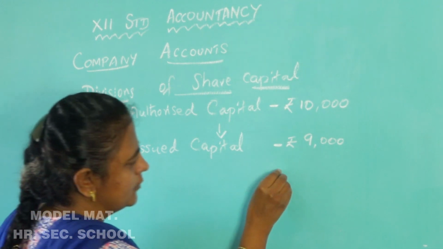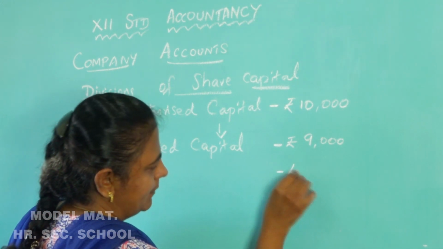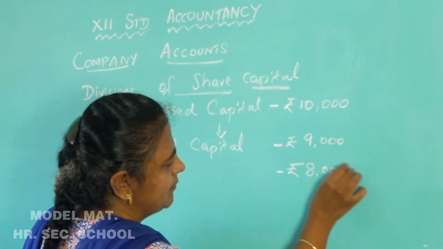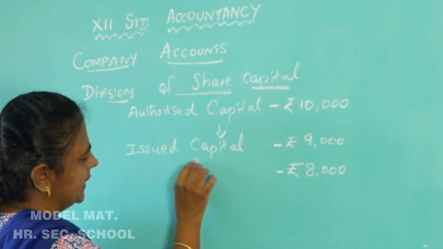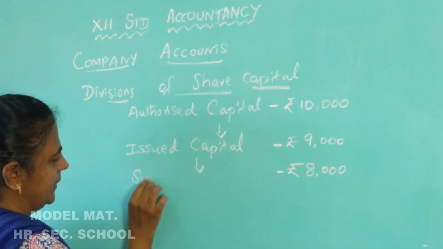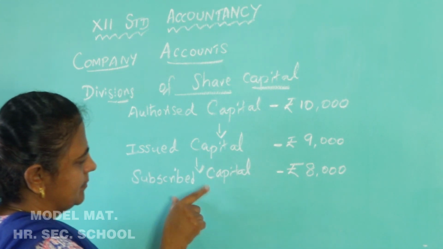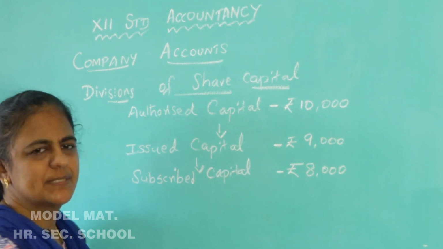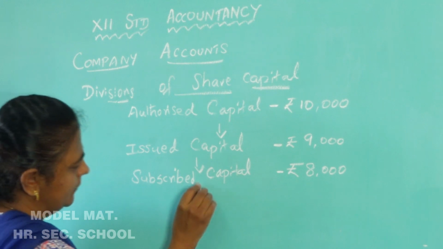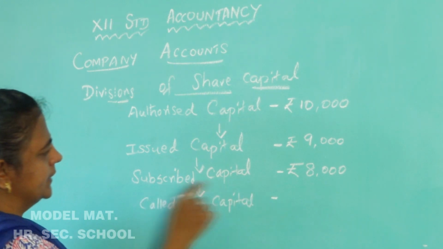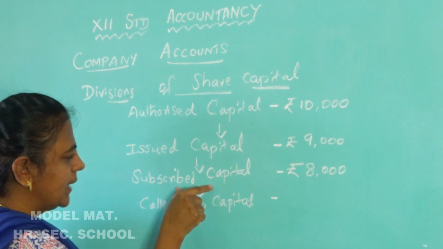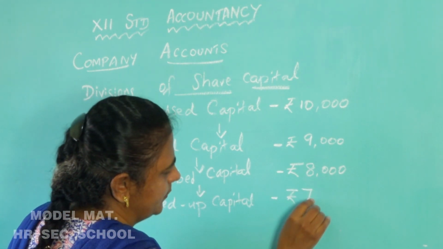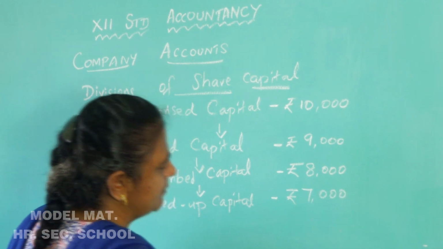Out of this 9,000 rupees, for example, 8,000 has been subscribed by the shareholder. That is called as what? Subscribed capital. The amount which is subscribed by the shareholder is called subscribed capital. Next is the called up. Out of the 8,000 rupees subscribed by the public, the company may call 7,000 rupees. These are just examples I am giving.